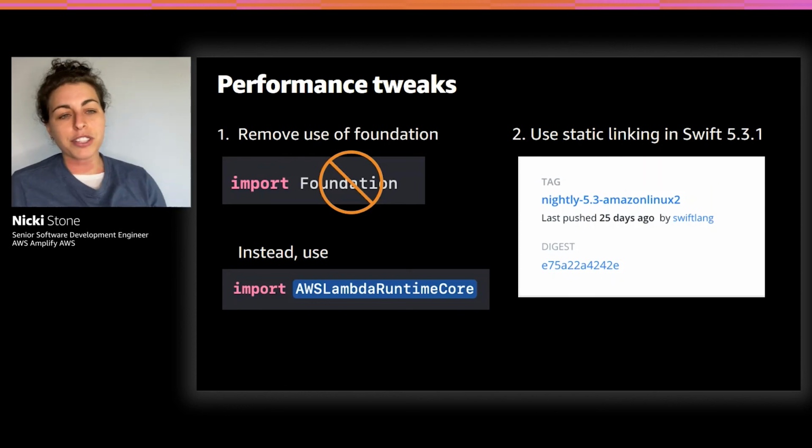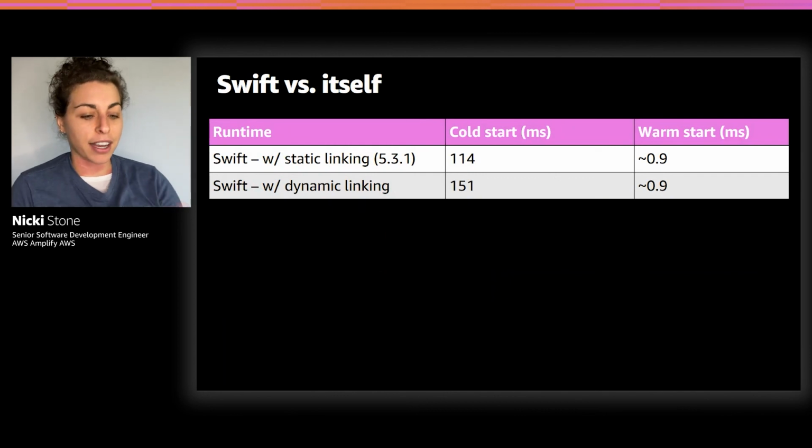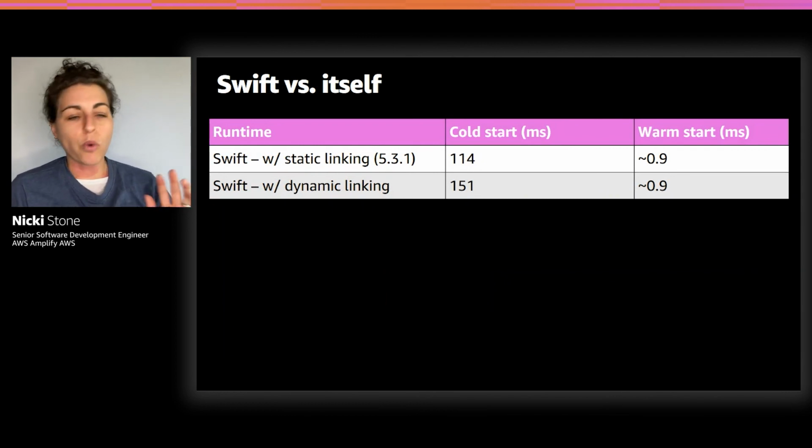Just so you get an understanding of how big the difference is when you use static linking, I actually wanted to put this here for you. So you look at the cold start times, there's a significant difference between when you're using static linking and when you're using dynamic linking. Warm start doesn't affect it that much. It's pretty much the same no matter which you choose, but it definitely affects cold start time. And so if you're sensitive to that, I would definitely compile with static linking.